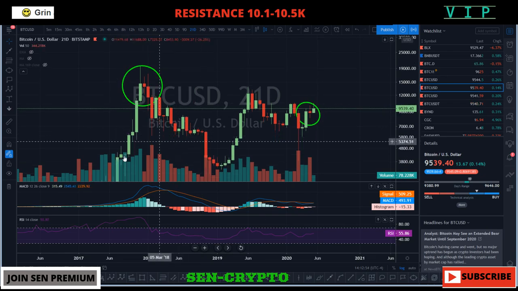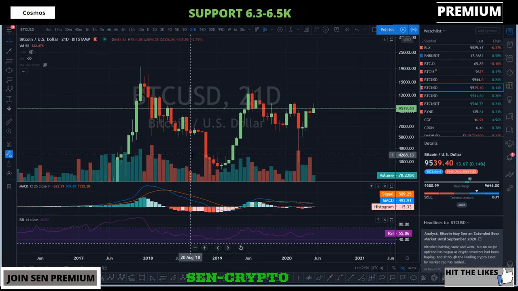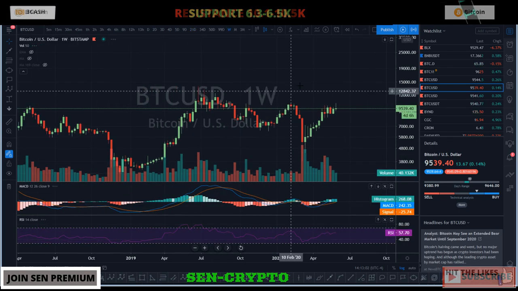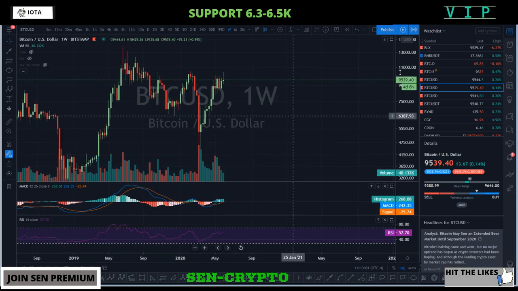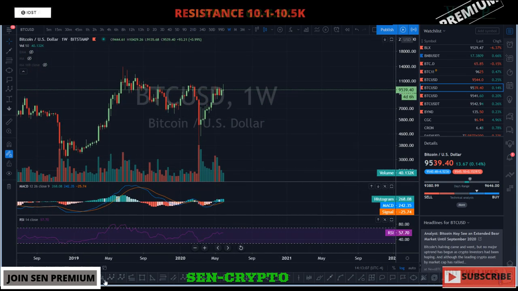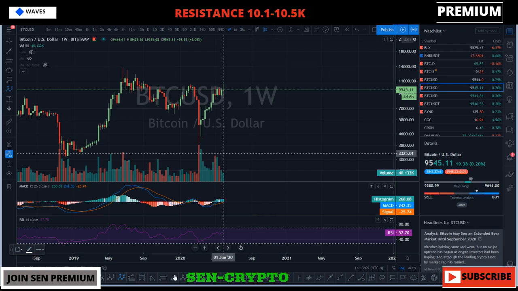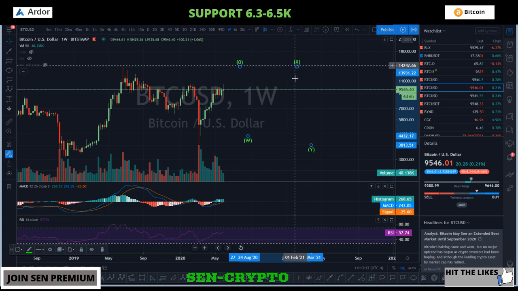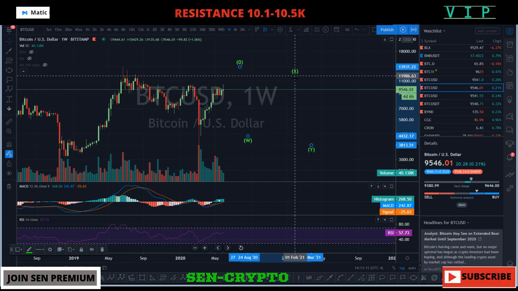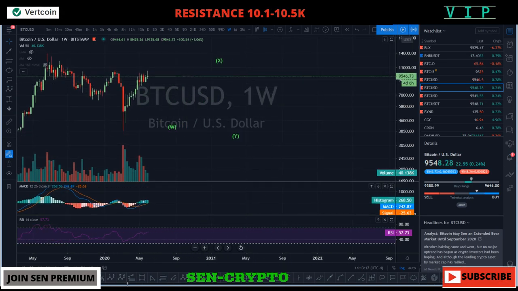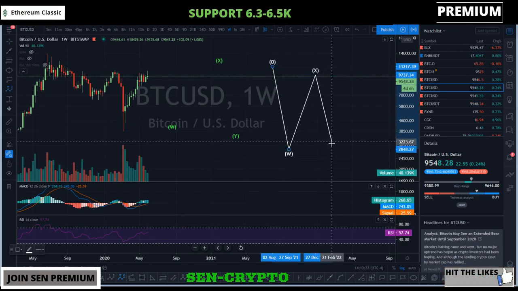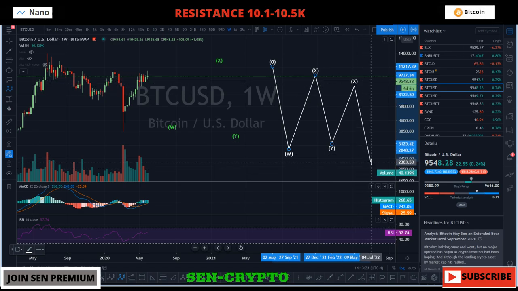So now let's say we pump above, let's say, 11.5 to 12k. Are we going to invalidate all the bearish setup? No, we're not going to invalidate it, because I showed you in terms of Elliott wave, we got a WXY correction, right? Remember, your Y does not break your zero point, right? And then we also got a WXY, X and Z correction.